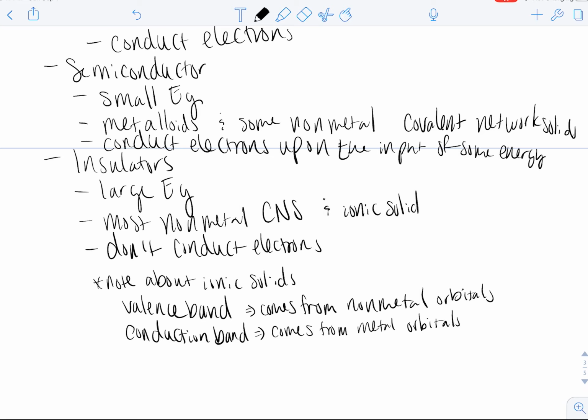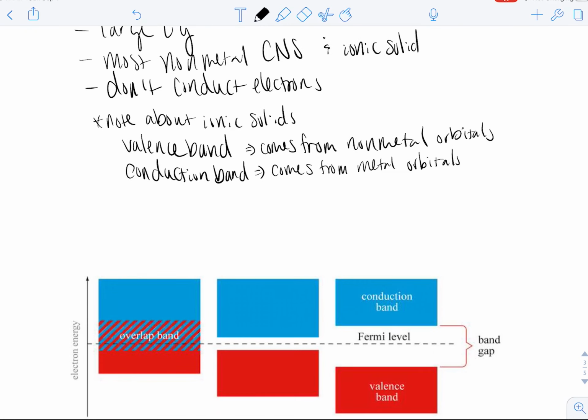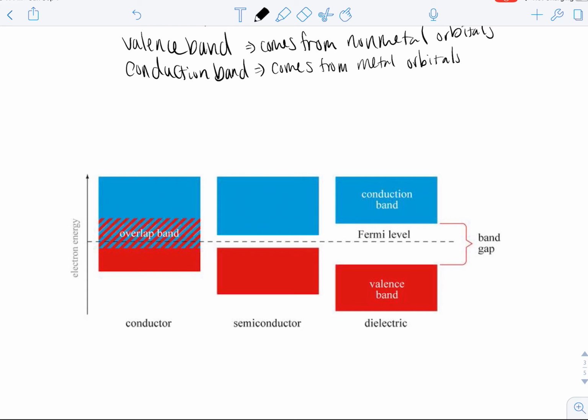And then with our nonmetals, generally they're smaller, more electronegative, so they're going to have greater orbital overlap, and that greater orbital overlap will result in a greater gap between HOMO and LUMO, or in this case, our valence and conduction bands. Okay, so here is just a visual, and actually this is our insulator. So conductor, this is our metal, semiconductor, metalloids, some nonmetals, and then insulator, ionic compounds, and most other non-metal covalent network solids.